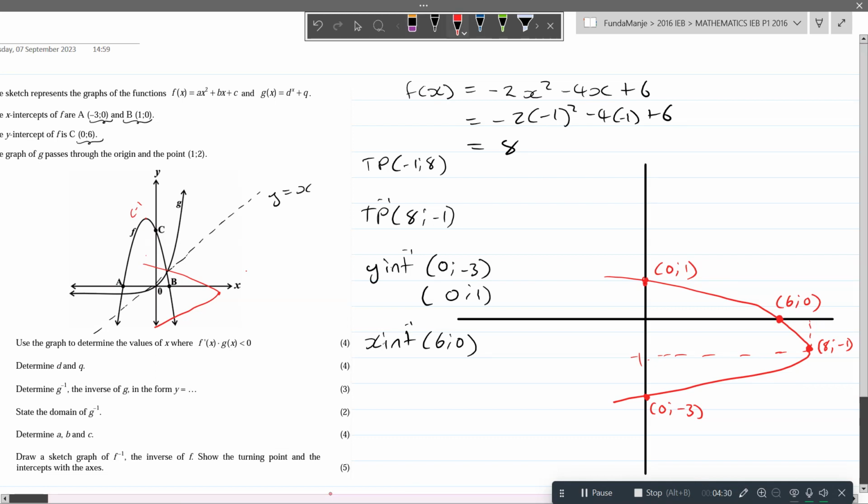Show the turning point and the intercepts with the axes. 5 marks done.